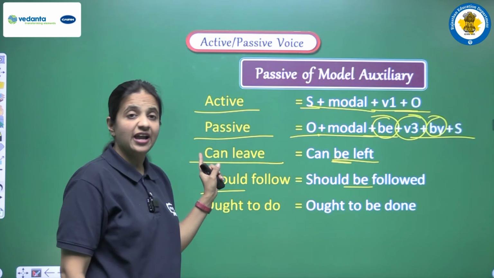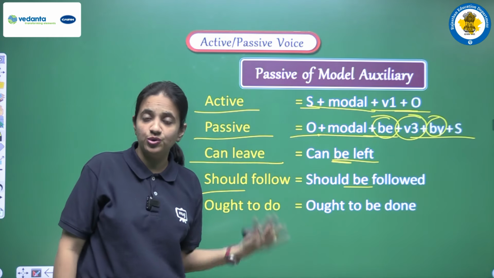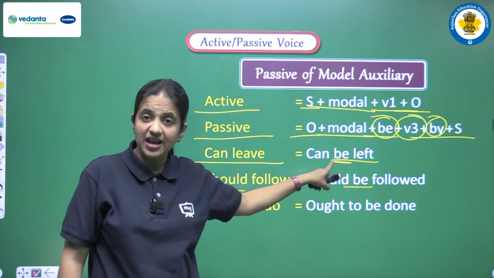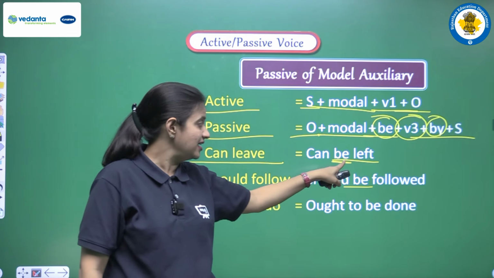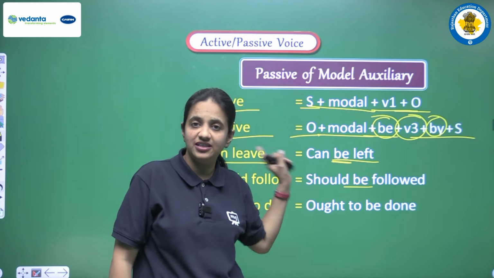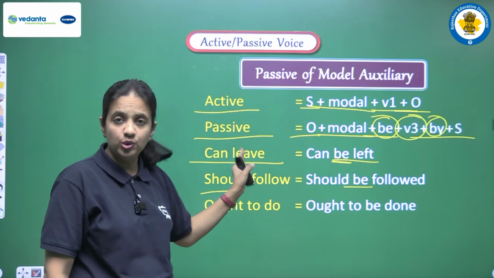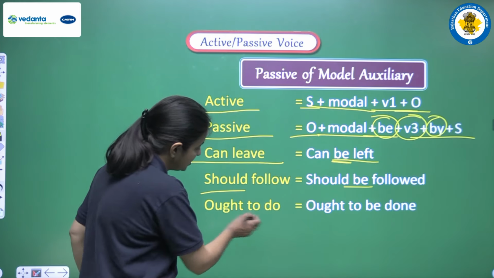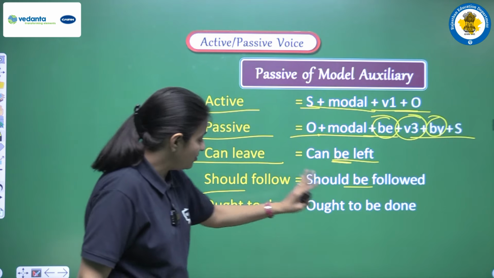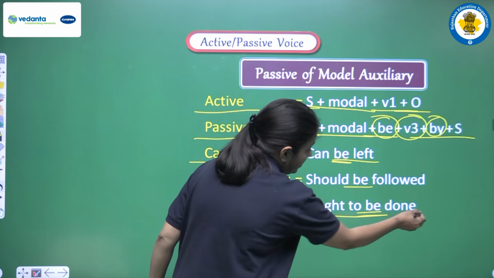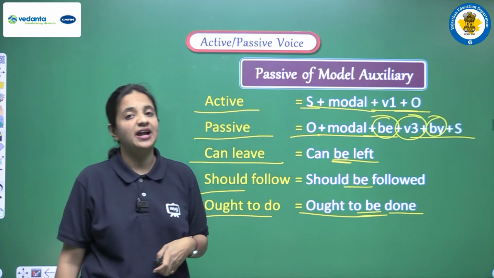Okay, हमने can को change नहीं किया है, हमने can को could में या किसी दूसरे modal में change नहीं किया है. We are using the same can here, but the difference is that now we are adding be with this modal auxiliary. Similarly, here we are having ought to do. So we know that ought to is a kind of modal. So now when we are converting this sentence, with ought to again we have to add be and third form of the main verb, that is done.